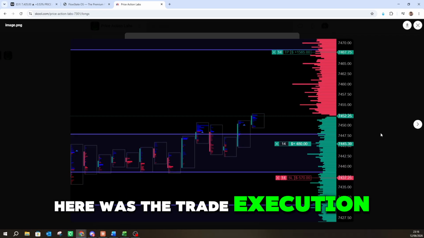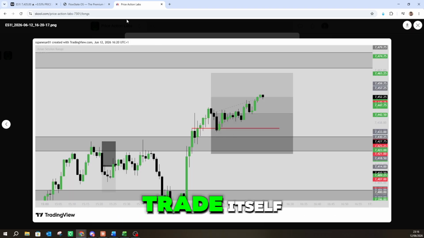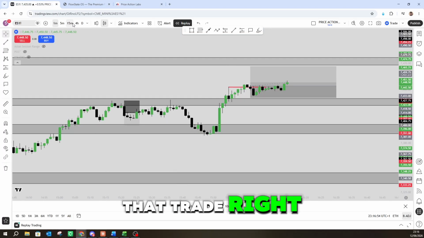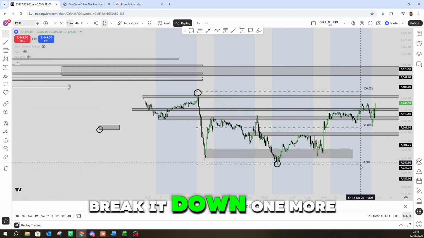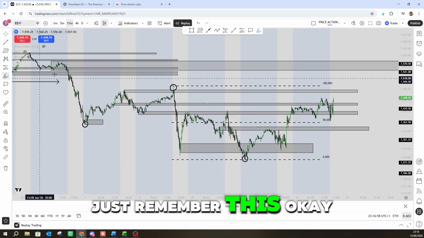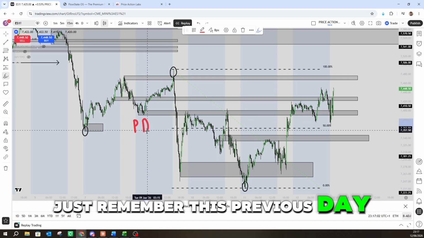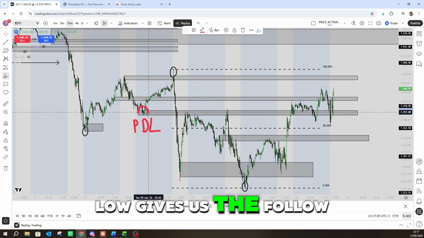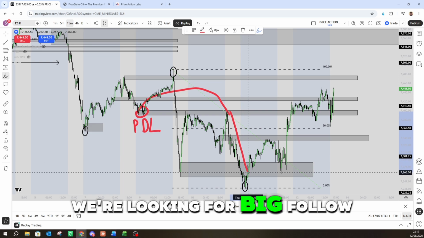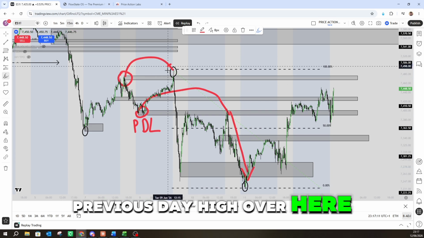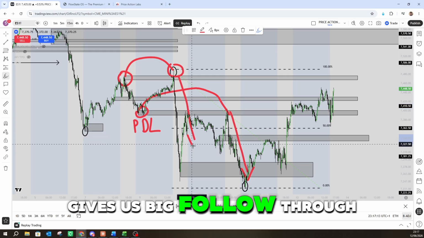Here was the trade execution, and this was the actual trade itself. So we're going to be going through the mechanics of that trade, just to break it down one more time. Just remember this, okay? Previous day low gives us the follow through we're looking for. Big follow through, okay? Previous day high over here gives us big follow through.